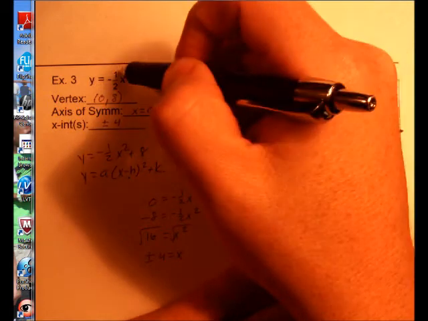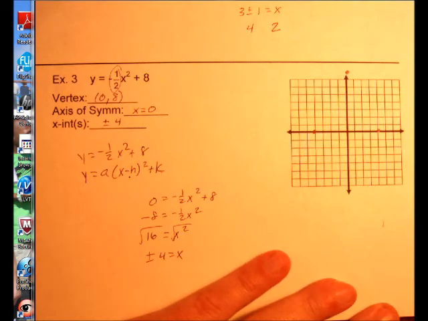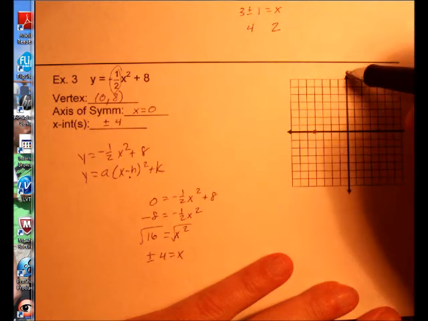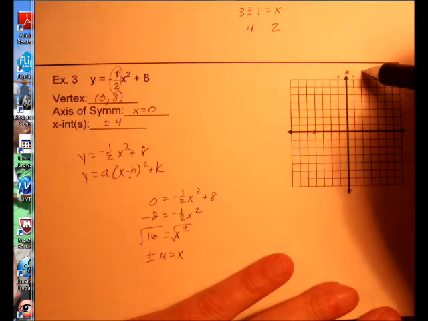Our stretch this time is 1/2. And it's negative, so it's going down, obviously. So we normally go over 1, down 1, but that's going to be half of 1, which is 1/2. Over 2, and 2 squared is 4. But instead of 4, we're only going to go down 2, because half of 4 is 2.